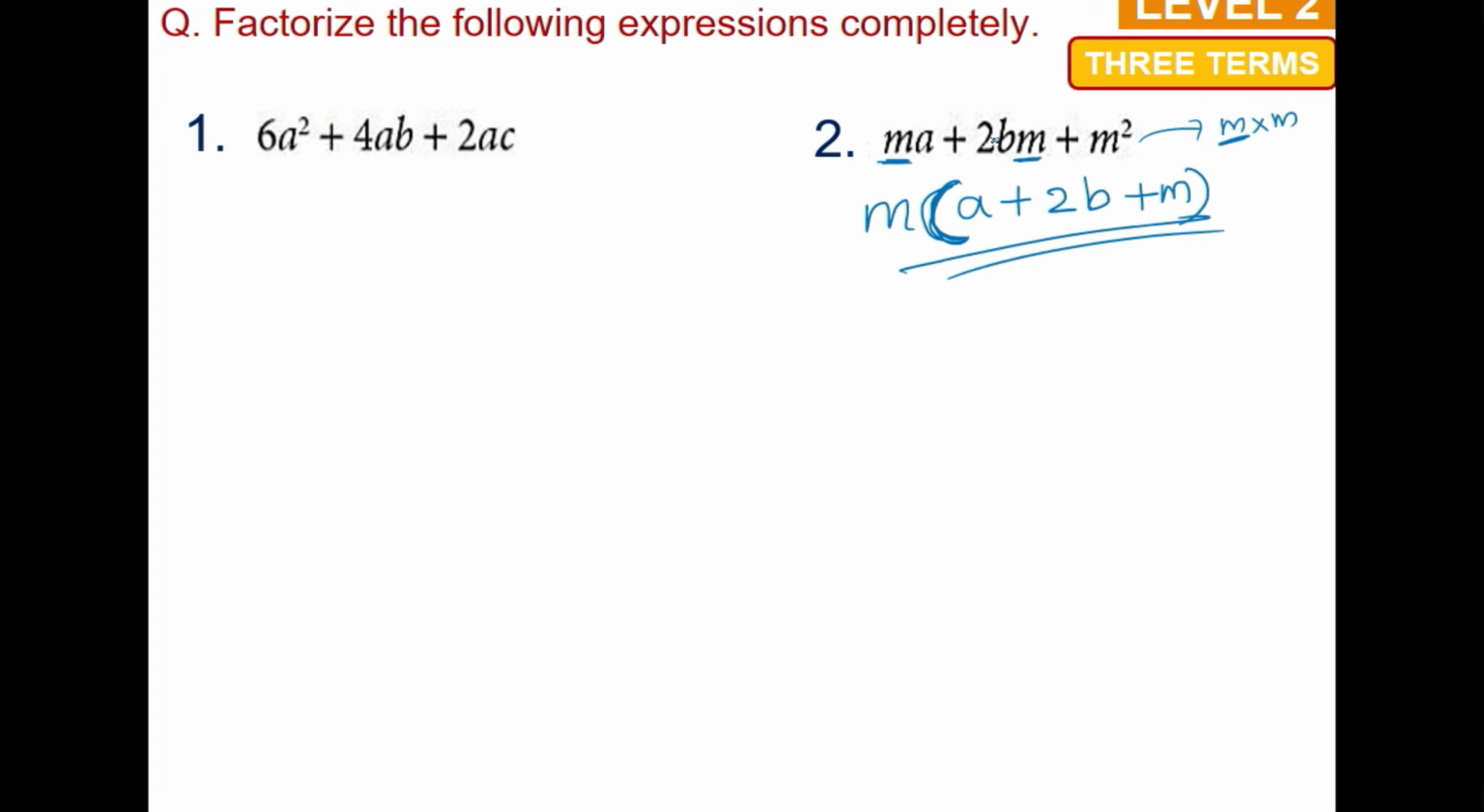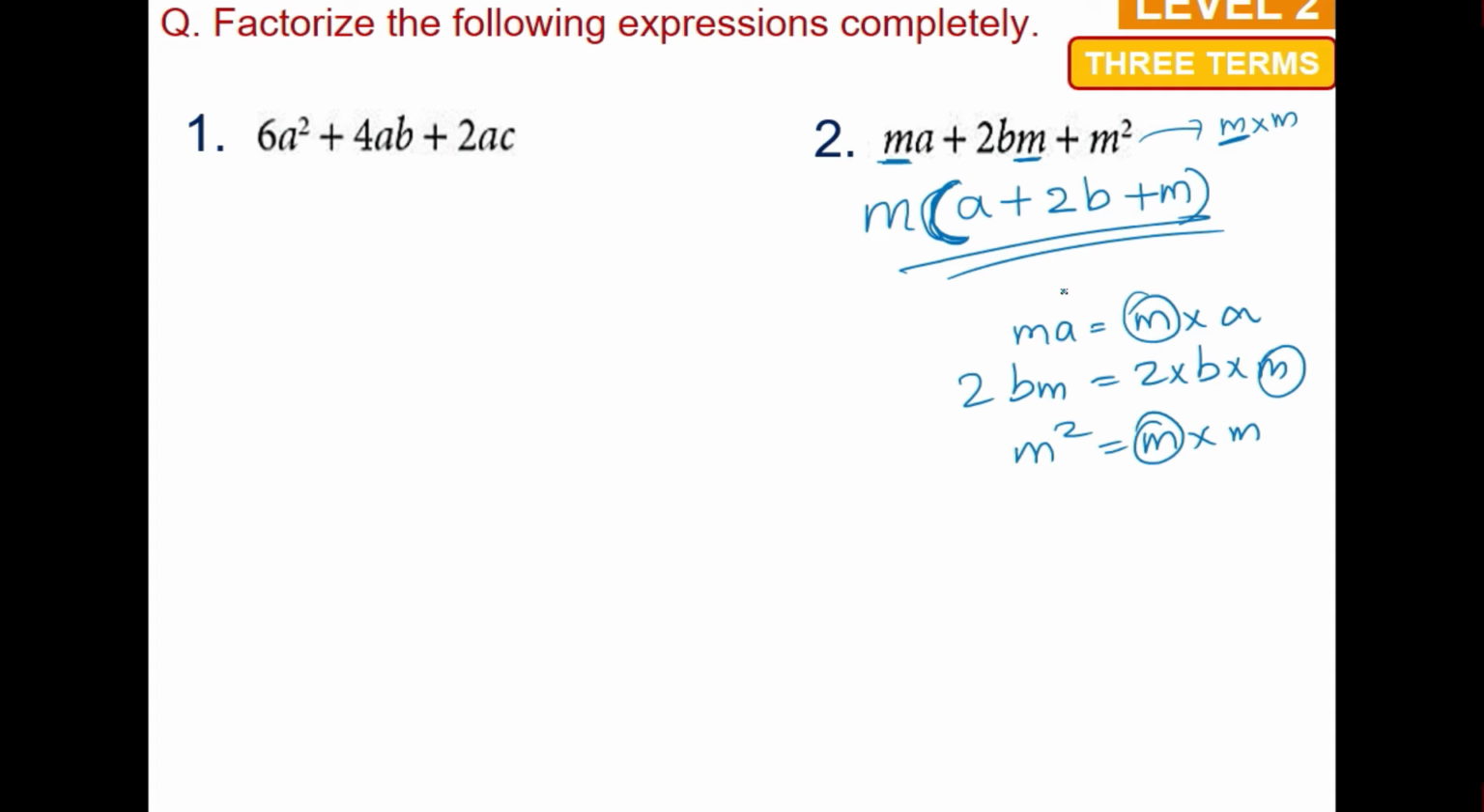If you feel confused, you can do the same thing as we did earlier, like writing ma as m multiplied by a, 2bm as 2 multiplied by b times m, and m squared as m multiplied by m, and then use the grouping method. So m goes outside, and this is a pretty easy question.